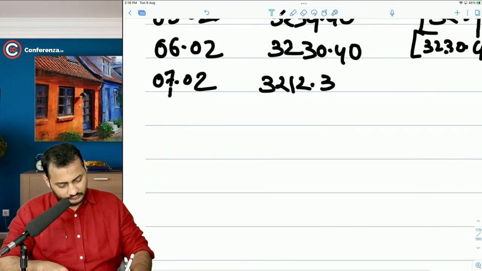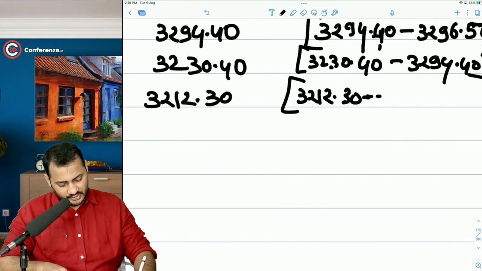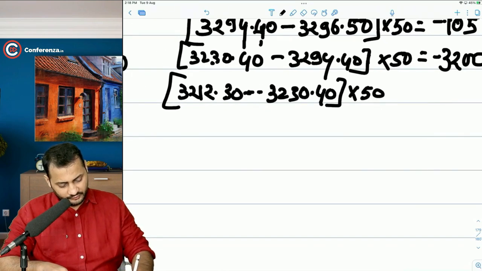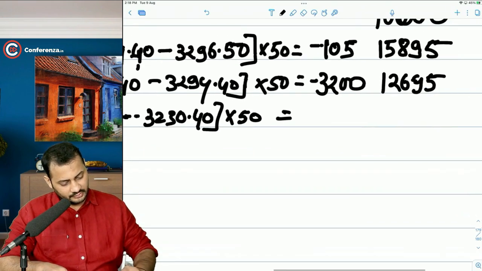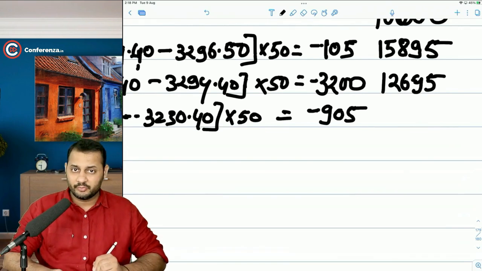3212.30. So 3212.30 minus 3230.40 into 50. And you can understand there is a loss of 905 rupees.